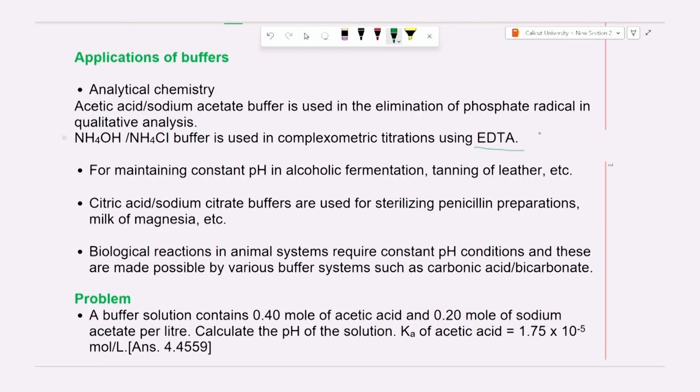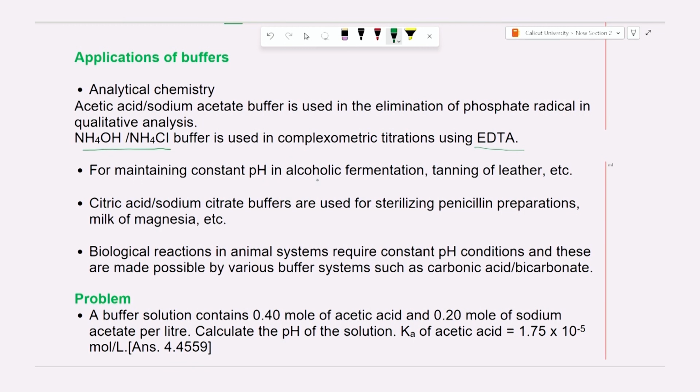Now, let us see what the applications of the buffer are. In analytical chemistry, we use an acetic acid and sodium acetate buffer for elimination of phosphate radical from inorganic qualitative analysis. You add ammonium chloride and ammonium hydroxide as a buffer in complexometric titrations using EDTA, where we are going to titrate with zinc or magnesium or calcium. Here we take a buffer so that there is no change in the pH during the titration.